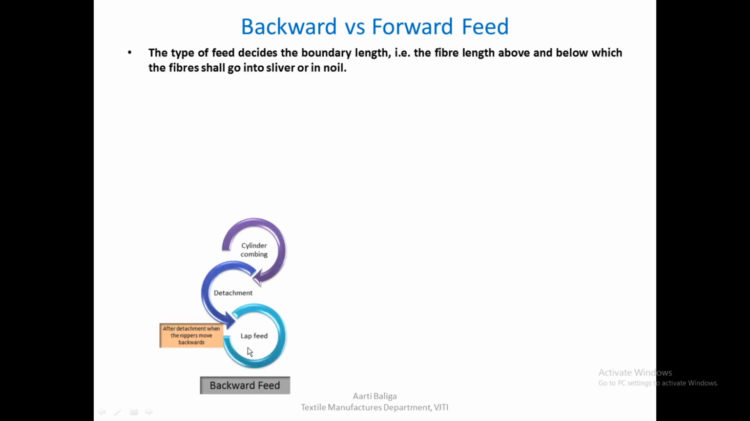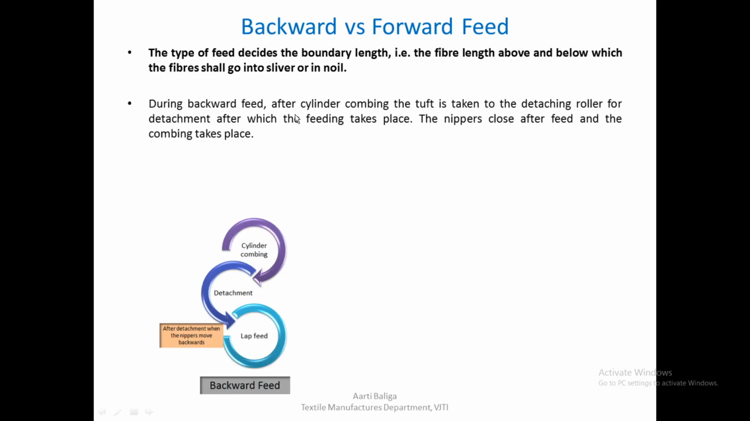In case of backward feed, this is the sequence of events that is happening. First the cylinder will comb, then the detachment will happen. That means the tuft is taken towards the detaching roller and it is given to the detaching roller, and the whole nipper assembly will start moving backwards. After detachment, when the nippers move backwards, that is when the lap will be fed. And after lap feeding, again the cylinder combing will take place. This happens in a cyclical manner, but this is the sequence of events in case of backward feed.